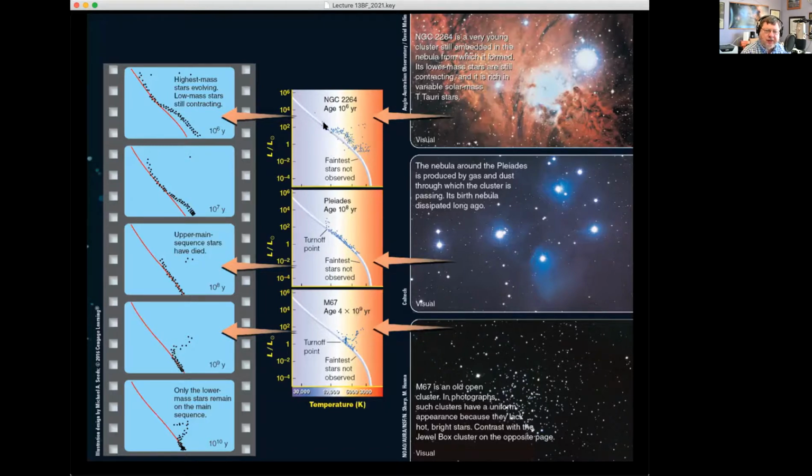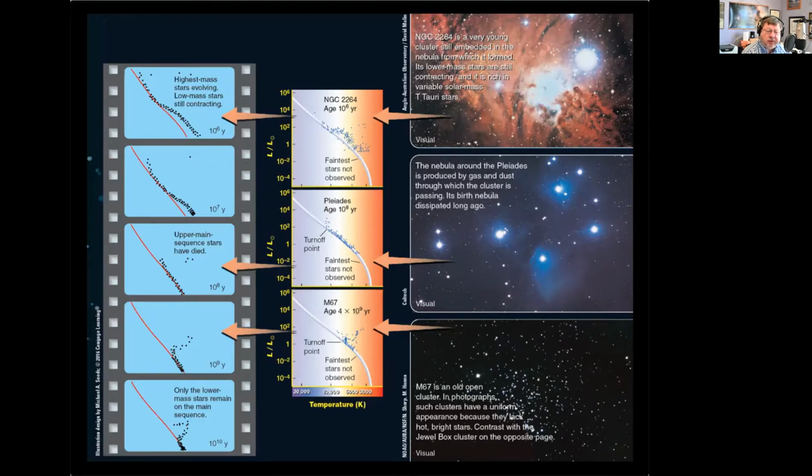So this is a 1 million year cluster, and it goes like there. Here we've got the turnoff point, and this is 100 million years old. This is 4 billion years old, and notice the turnoff point has moved down here. And so these stellar clusters, which are the same distance and the same age, tell you a lot about stellar evolution.